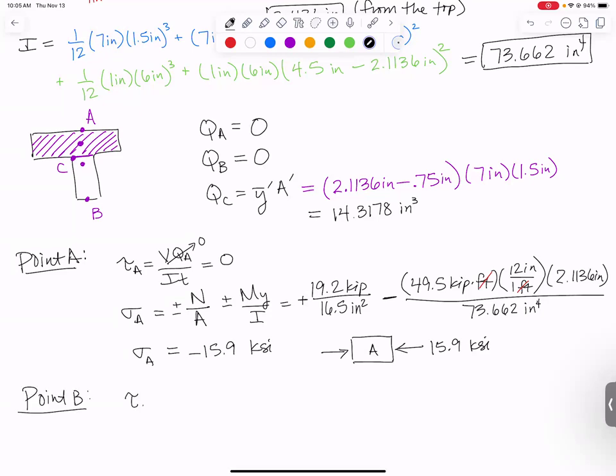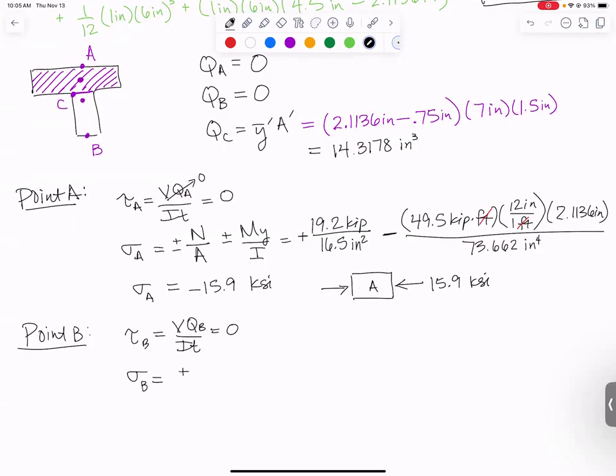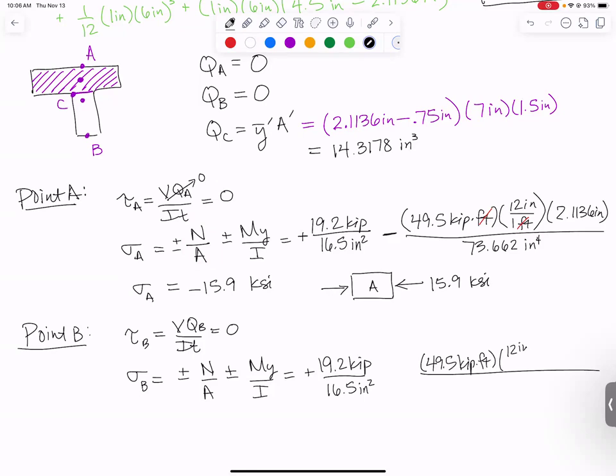Let's do point B. Shear stress at B is V times Q at B over IT, which will be 0. Normal stress at B is probably not 0. It's going to be plus or minus N over A plus or minus MY over I. N over A, do you remember how this behaves over a cross section? It's absolutely the same everywhere in the cross section. So we can just copy down 19.2 kips divided by 16.5 inches squared. The bending, same bending moment, 49.5 kip feet. Convert 12 inches in 1 foot to cancel the feet. Moment of inertia is the same, 73.662 inches to the fourth.